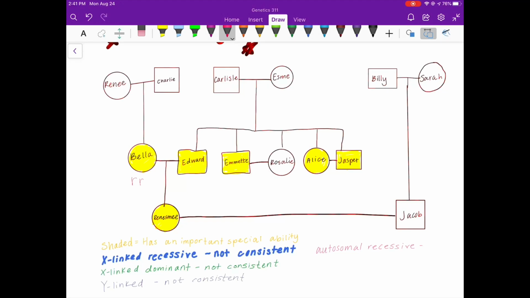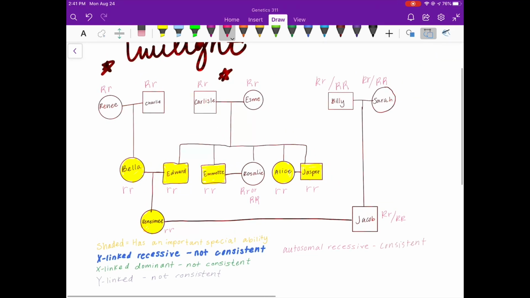Now we're going to be looking at autosomal recessive, and from all of the shaded individuals you can see that they all have the recessive alleles, and from both parents you would have to give 2 recessive alleles, 1 from each one. So this can happen. It's highly unlikely, but it is possible for all those shaded individuals to get the alleles from their parents.